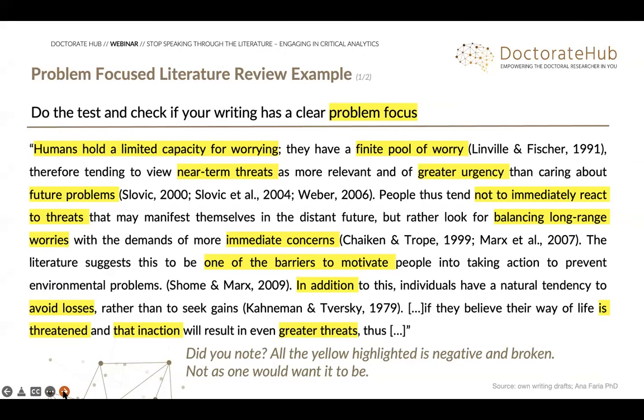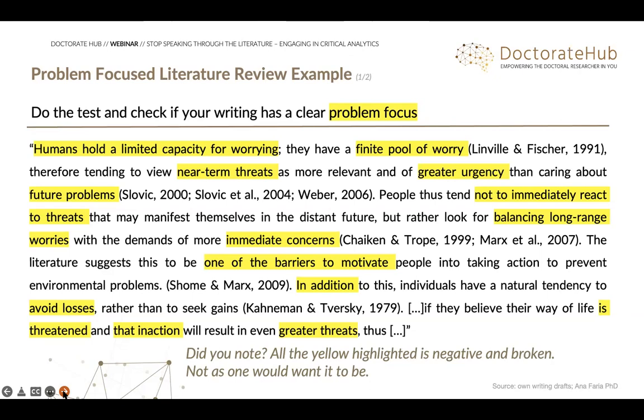You see here, humans hold a limited capacity for worrying. Limited capacity is negative, worrying is negative. They have a finite pool of worry. Worry is negative. They are near-term threats, clearly negative. Greater urgency, potentially negative. Future problems, clearly negative. Not to immediately react to threats, clearly looking onto something negative. Balancing long-range worries, negative. Immediate concerns, negative. One of the barriers to motivate, barriers are negative.